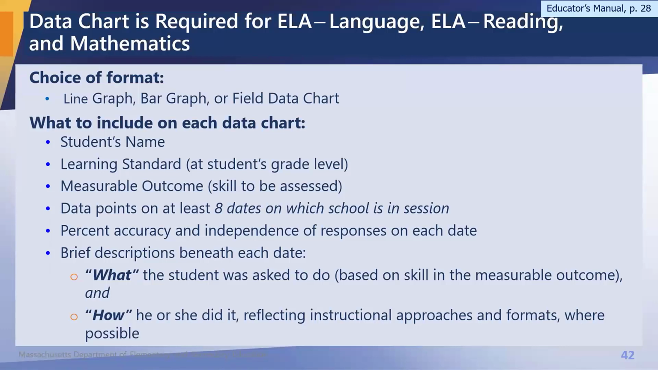So the measurable outcome is on the data chart. You're going to have 8 dates. So you'll have 8 data points, and those dates should be different and when school is in session. Each of those data points will have accuracy and independence for the responses on each date. And also, there's a place for a brief description beneath each of those dates. You're going to tell us what the student was asked to do, and that's going to be based on the skill in the measurable outcome.